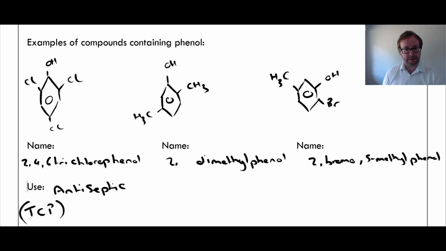And finally, this is a bit more tricky. We have the OH not at the top here. This is really the conventional way we draw phenol, but it could be drawn like this. So this is my first carbon. So it would be 2-bromo, 3, 4, 5-methyl phenol. Okay, so moving on.